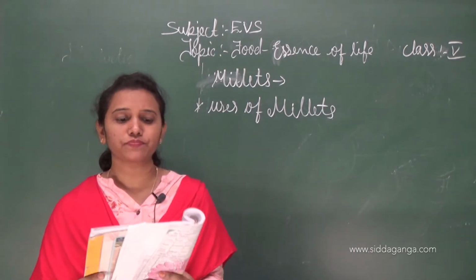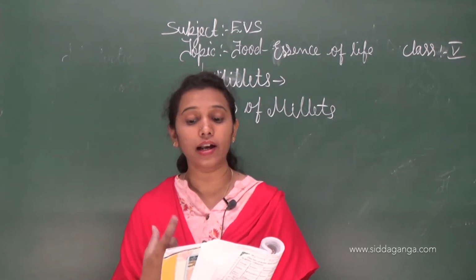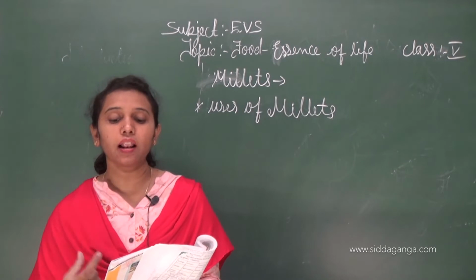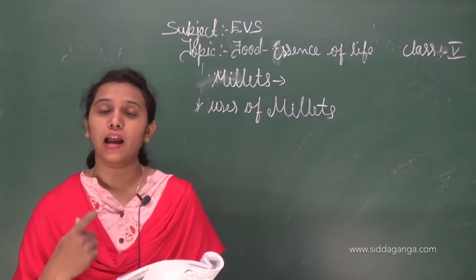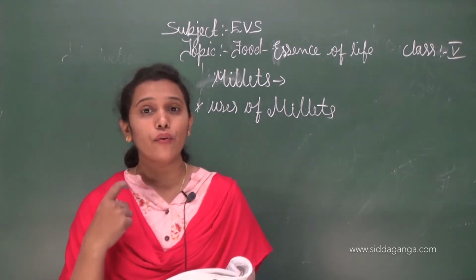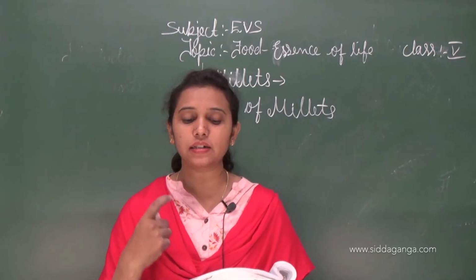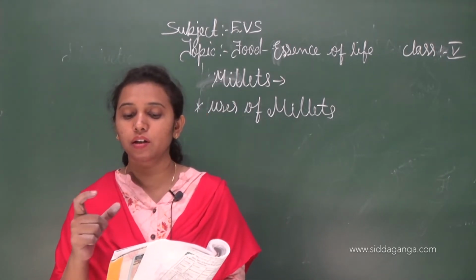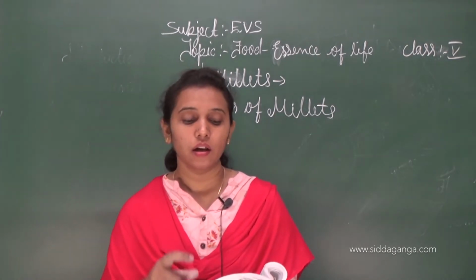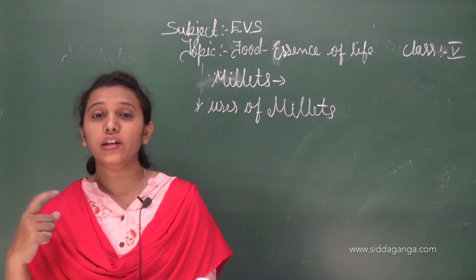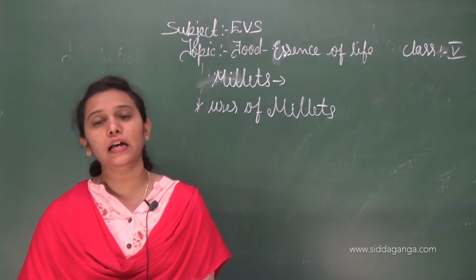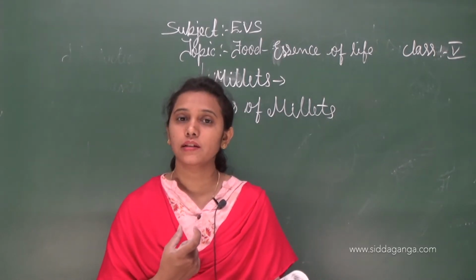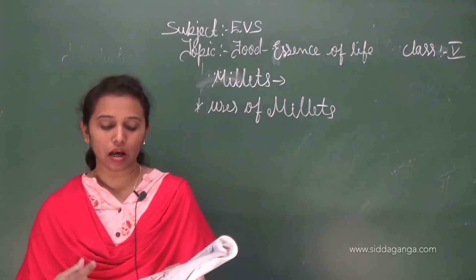Yes. Next, see here. Because of their high nutritional value and their fast growing ability, even in the lack of water, millets are called the friends of famine. Understood? Once again, millets, because of their high nutritional value and fast growing ability even in the lack of water, are called the friends of famine. Which crop is called friends of famine, children? Millets are called friends of famine.